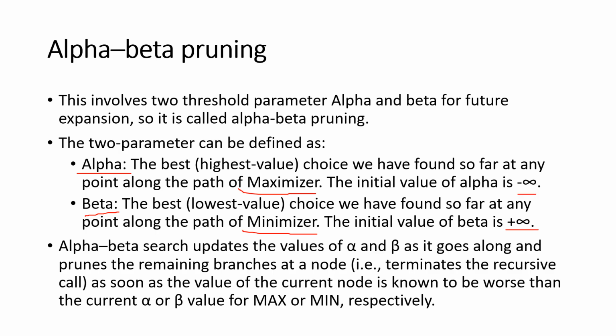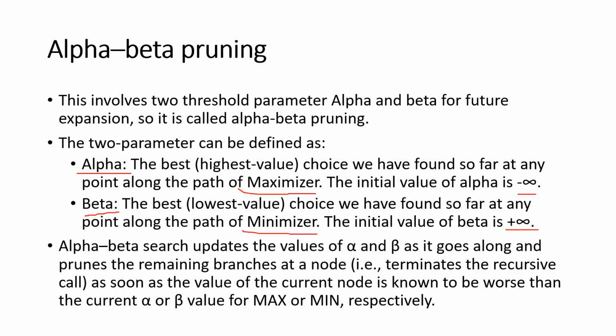The alpha beta search updates the values of alpha and beta as it goes along and prunes the remaining branches at the node. As the search proceeds, alpha is updated at the max nodes and beta is updated at the min nodes. These updated values are passed down the tree. That is very important.